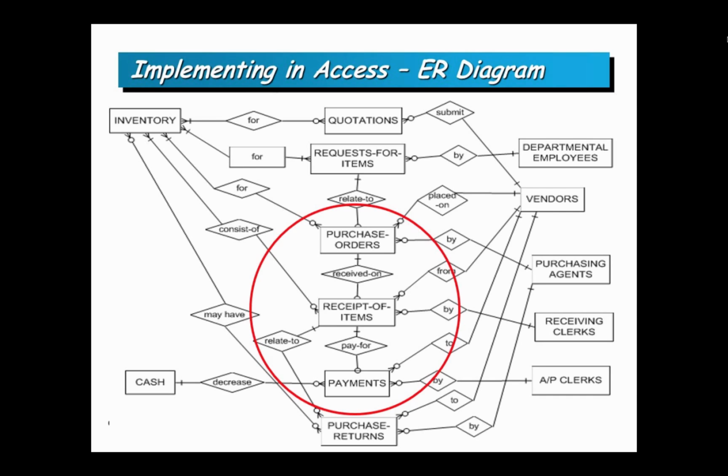Here is your ER diagram, kind of sort of like what you all hopefully did. I've circled the stuff in the middle because this is the stuff that came in our narrative, more or less. We didn't talk about quotations for candy or requests for items or returns. I don't think there was a discussion of returns in the narrative. So we were really focused in this space for our ER diagram.